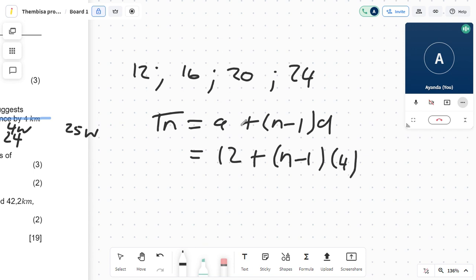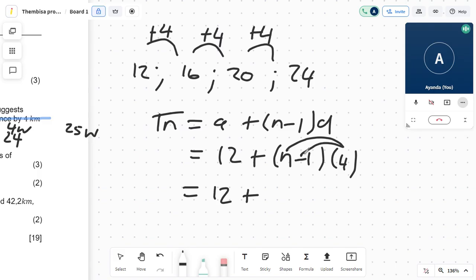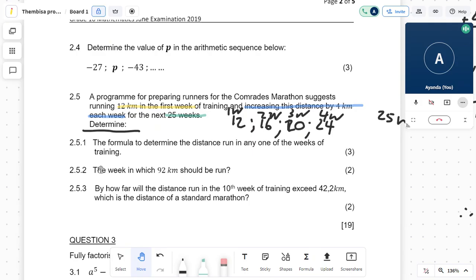We were told that in the question. So there's a difference of 4 kilometers each week in the training program. So this is 12 plus, we're going to distribute the 4 into the brackets. 4 times n gives us 4n, minus 1 times 4 gives us negative 4. 12 minus 4 gives us 8. So Tn is 4n plus 8.